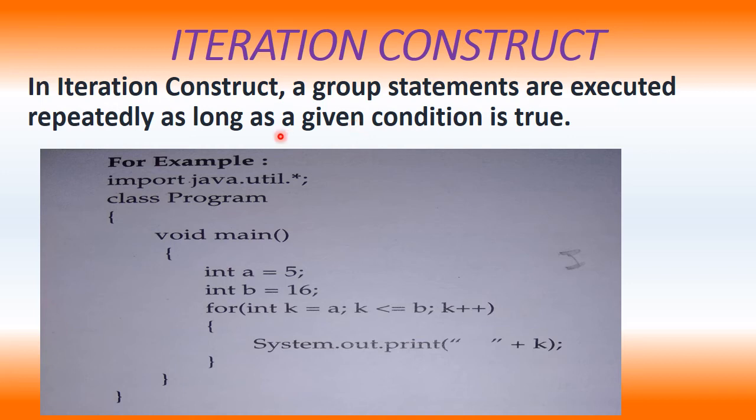For example, we will see a program in which we will import the util package. Then I declare here a class, program, then there is a function, main, and I have the variables: a, its value is 5, and the second variable b, its value is 16. Both variables are of integer type.